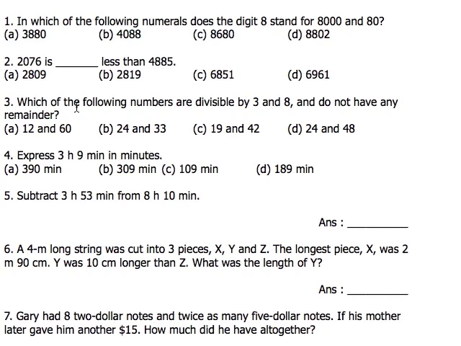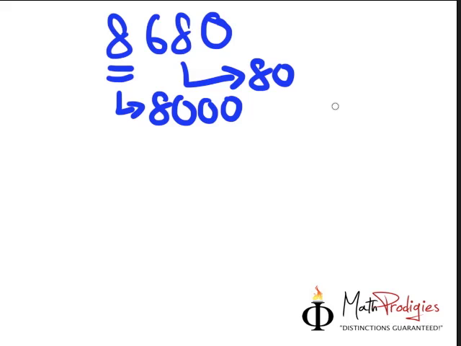If you got that one right, high five to you because you are a math prodigy. Good job. Question number 3. Which of the following numbers are divisible by 3 and 8 and do not have any remainder? Divisible means what? Can be divided by. And remember, it says does not have a remainder. So 12 and 60, what we'll do is we will try this slowly. First one, 12 and 60. Can it be divided by?